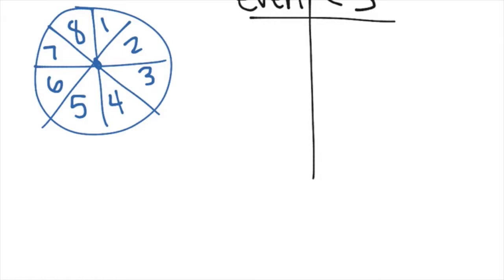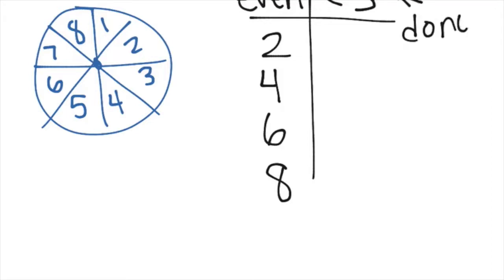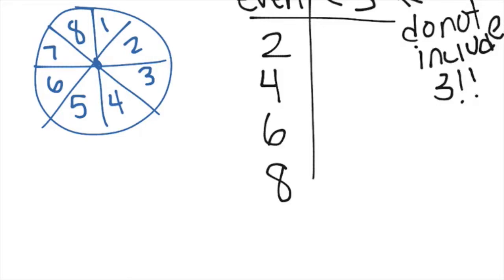Okay, there's my T-chart, and I'm going to list all of the even numbers that appear on that spinner. So I have a 2, a 4, 6, and an 8. I would not say 10 because that's not on the spinner. And then I want to go to my second column and write down the numbers that are less than 3. Now when it says less than 3, you don't write down the number 3. Do not include it. So that would be 1 and 2.